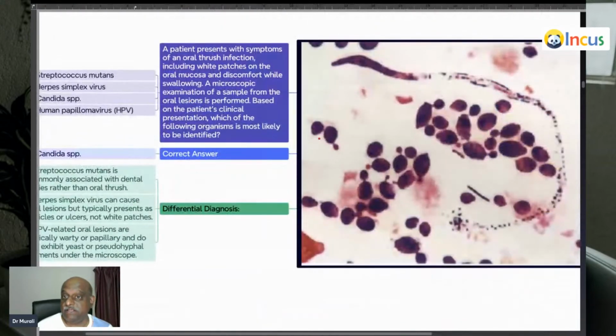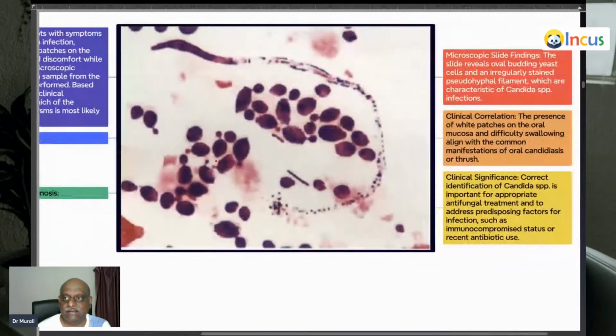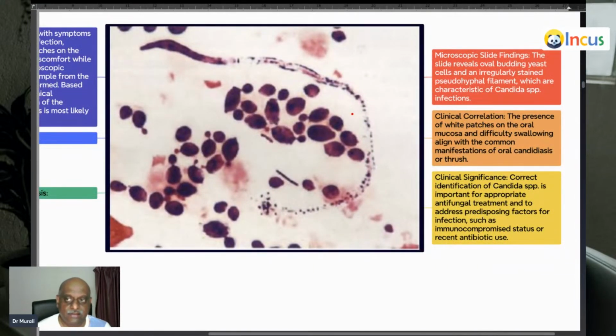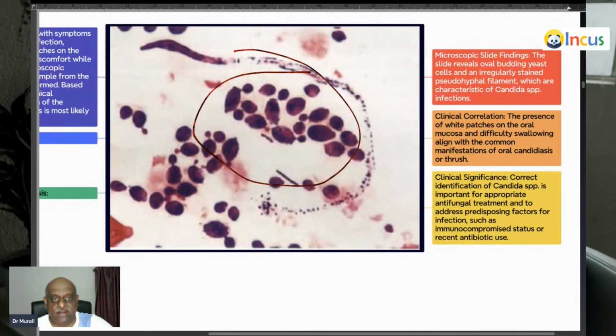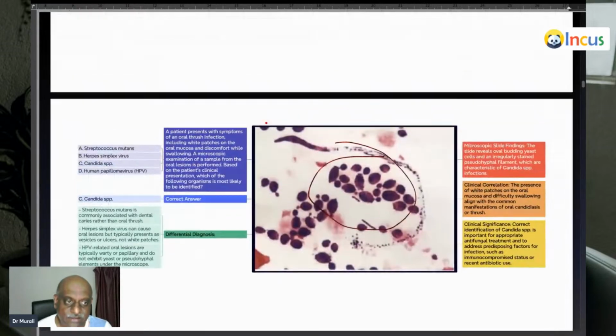The patient presents with symptoms of oral thrush, white patches in the oral mucosa. So what do you see here? Typically oval budding yeast cells, irregularly stained, with pseudohyphal filaments, which are characteristic of Candida species, is what you need to remember.